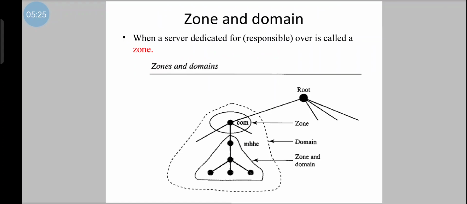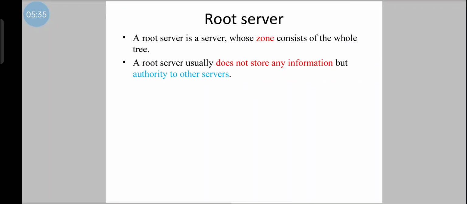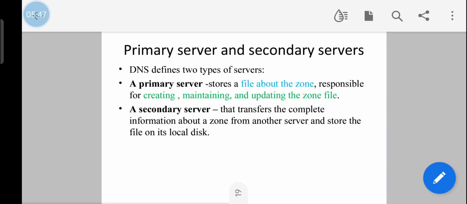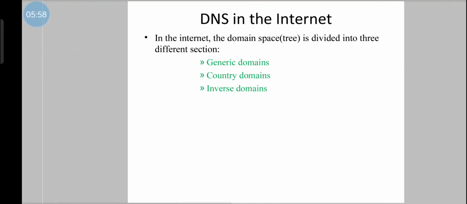Zone and domain. A zone contains all the files. Whenever a server is dedicated, it is called a zone. A zone consists of the entire file. The root server is the main server, whose zone consists of the whole tree, but with authority delegated to the other servers. Primary server and secondary server: DNS defines two different types of servers. A primary server stores a file about the zone. A secondary server transfers the complete information about the zone from another server.